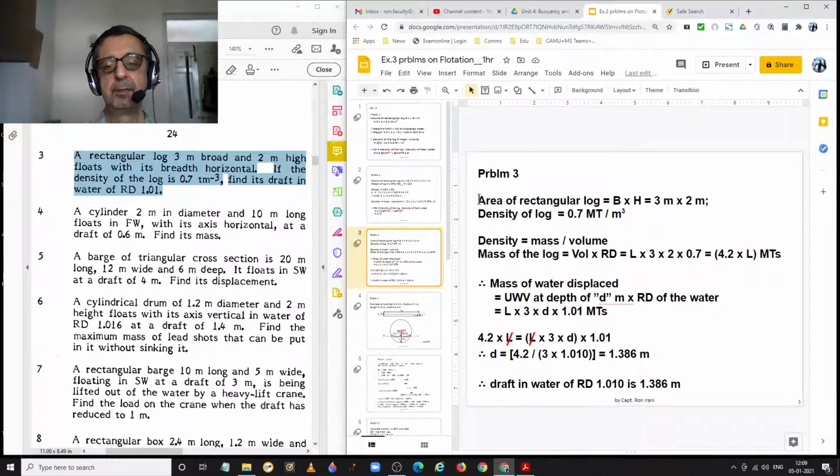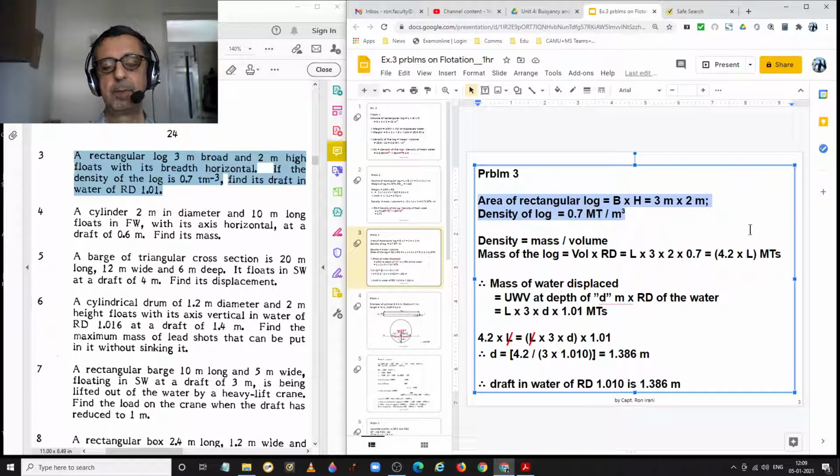This is the information that is given to us in the problem. Area of the rectangular log is breadth into height, that is 3 meters by 2 meters. Density of the log is given to us as 0.7 metric tons per cubic meter, and we have to find the draft in water of RD 1.01.